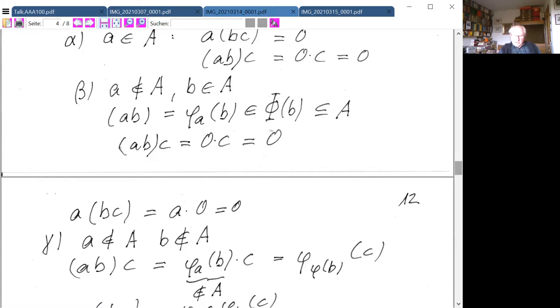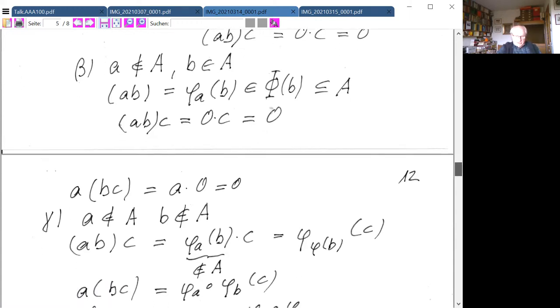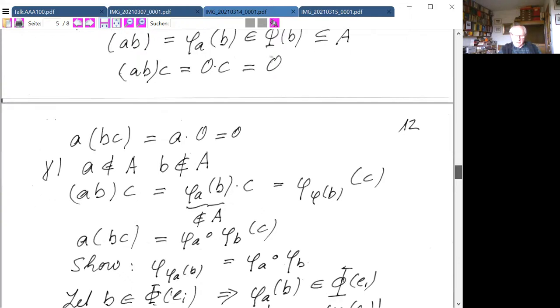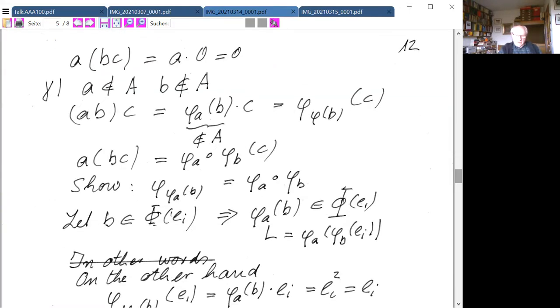So the real interesting case, could you please a bit move up? Fine. The really interesting case is A is not in small a is not in capital A, and small b is not in capital A.